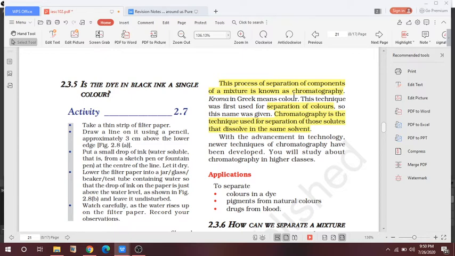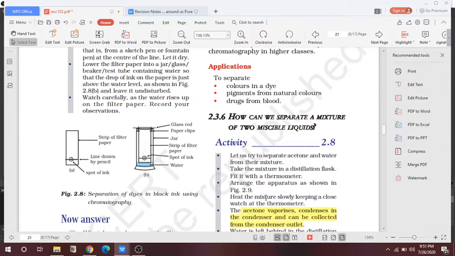Chroma means color and graphy refers to the filter paper we use. This technique was first used for the separation of colors, and chromatography is the technique used for separation of solutes that dissolve in the same solvent. The applications are: we separate the colors in a dye, we separate pigments from natural colors, and the drugs from blood.